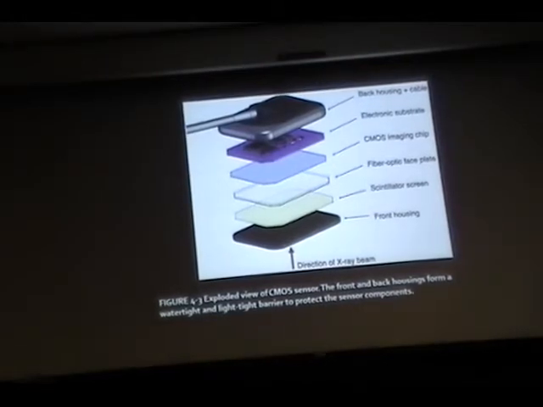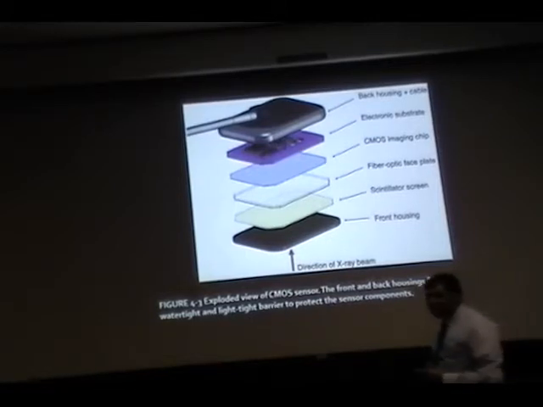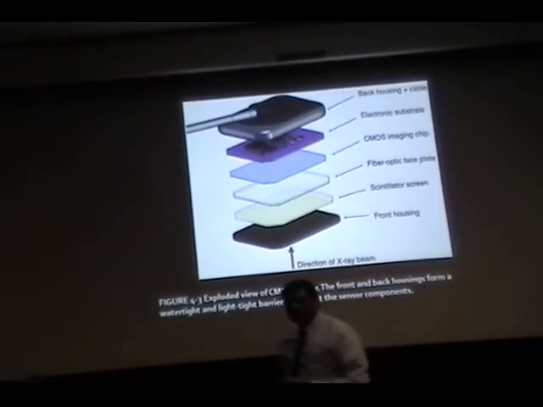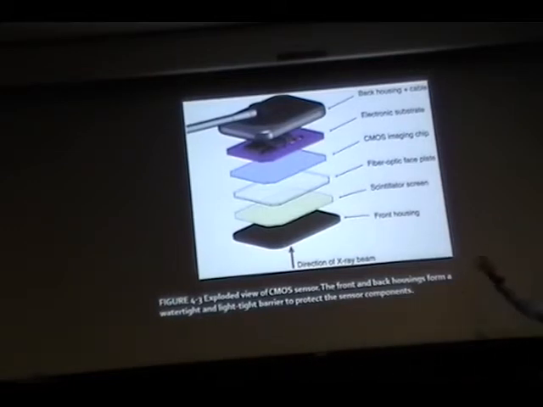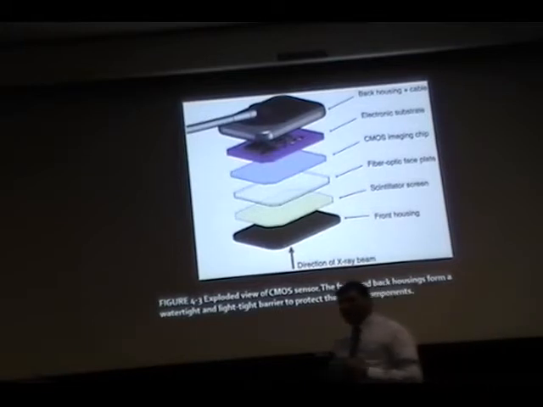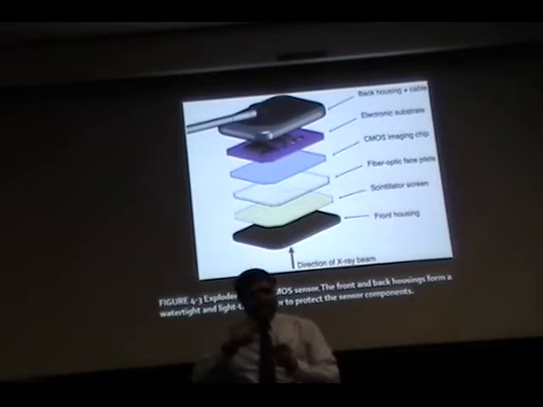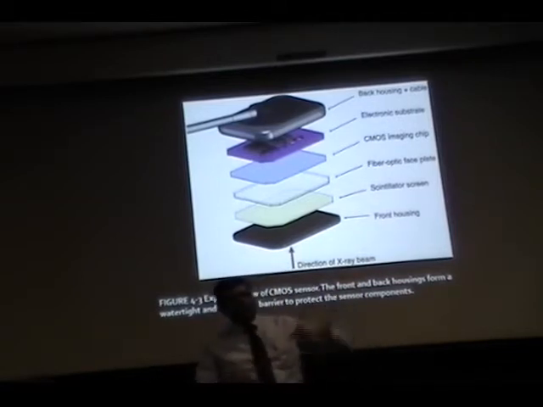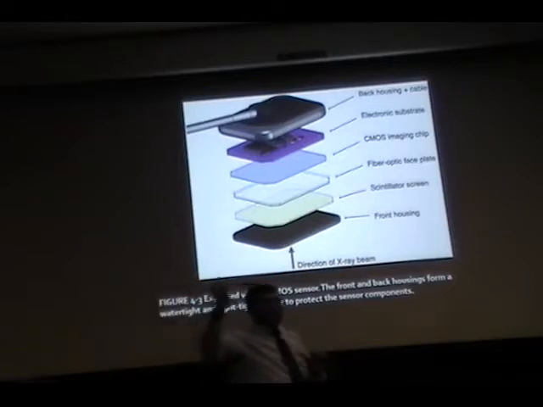So if you break apart your direct digital sensors, which are worth anywhere between $10,000 to $13,000, this is what you're going to see. You've got a front housing, and there is a scintillator screen. Why do we use a scintillator screen? It helps absorb the radiation and converts X-rays into light, so that you give less radiation and more of it is converted into light, which is then used to produce an image.